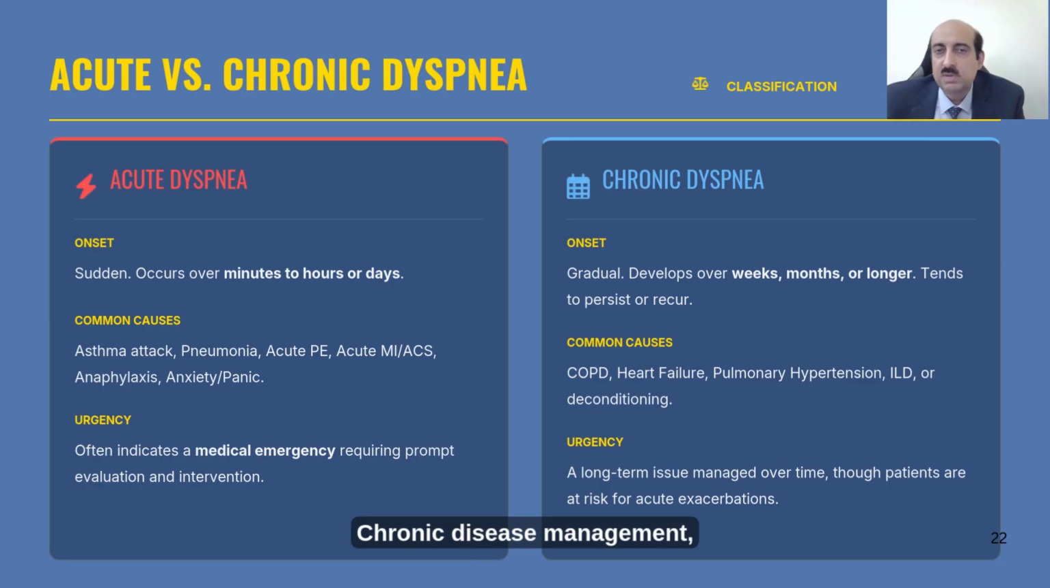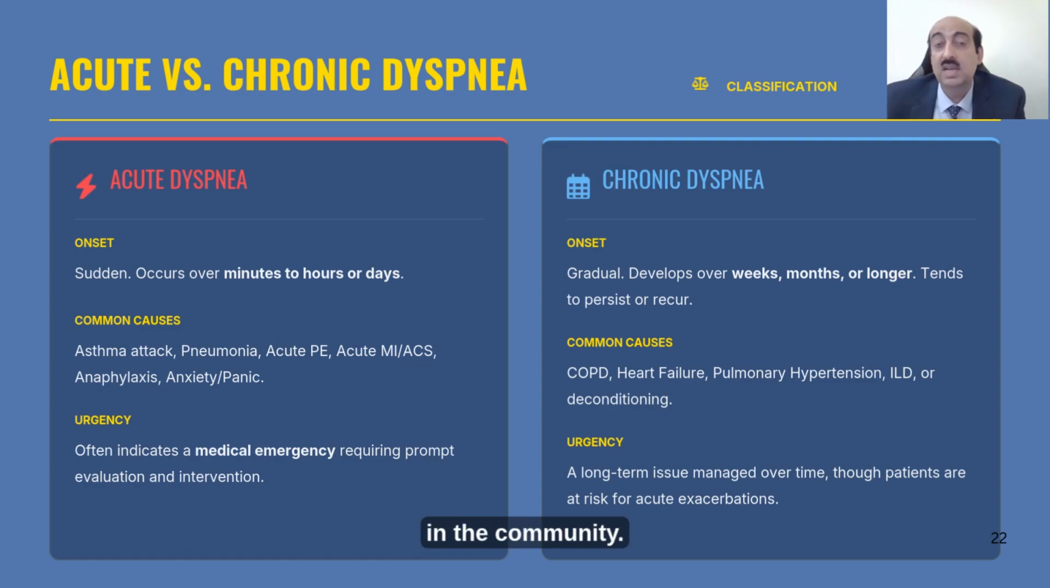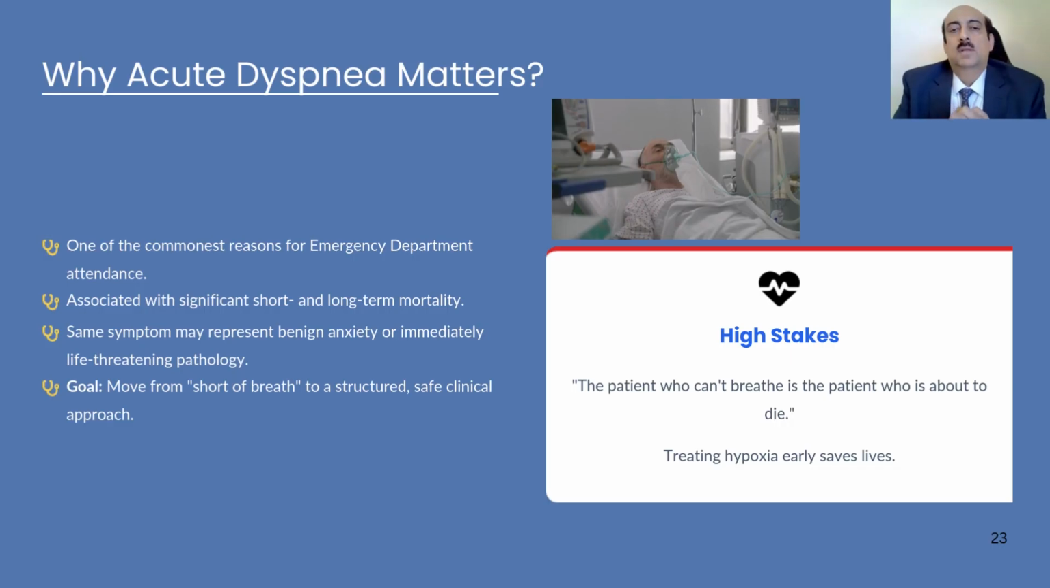Urgency, it's a long-term issue. Chronic disease management, usually community management from primary health care. The GPs are fantastic in dealing with these conditions in the community. So that's what the differentiation is, unless there is an acute exacerbation which requires prompt intervention or inpatient in-hospital stay in all these conditions. So that's the differentiation between acute versus chronic dyspnea.